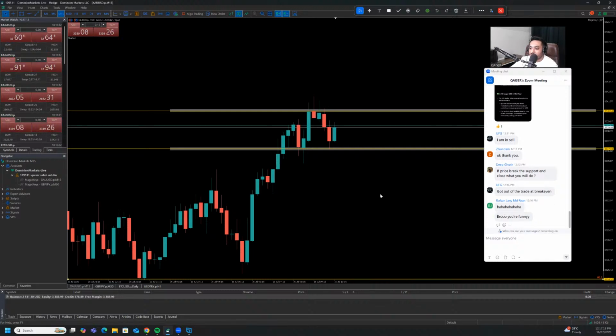Sometimes it makes wicks and goes in the opposite direction, so it doesn't matter. It's a market. This market is actually open for 24 hours. It just has to move somewhere. You just need to wait properly, wait for your proper structure to be formed.